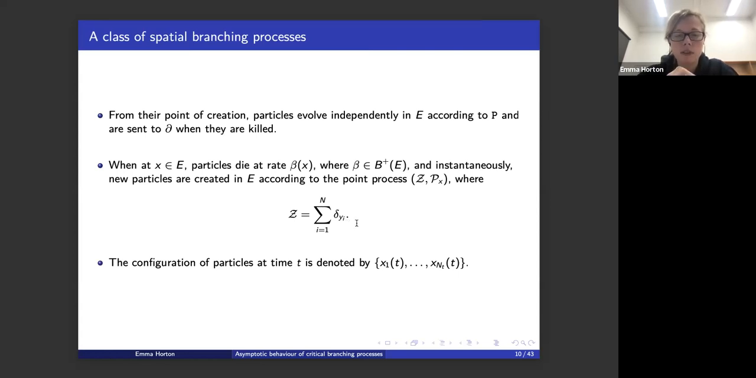And we don't assume that the yi have to be placed at the position x, so they could be scattered anywhere in the domain. And I'll give several examples of different types of offspring distribution in a couple of slides, but this is just quite general. So at position x, you just scatter in the domain a random number of particles wherever you want.